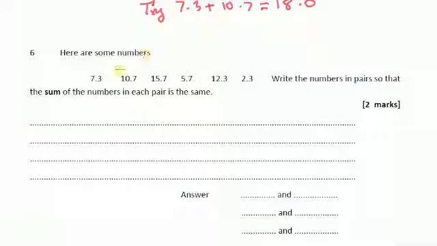Now, what about if I start with 15.7? It's no good adding 5, that would make it 20. If I did 12, that would make it 27, it's too big. But 2, yes, 15.7 plus 2.3. We look at that: 15 plus 2 is 17, 0.7 and 0.3 is 1, so that's 18 again.